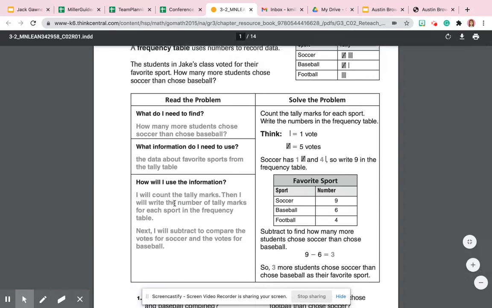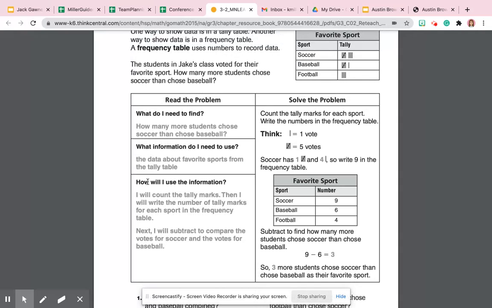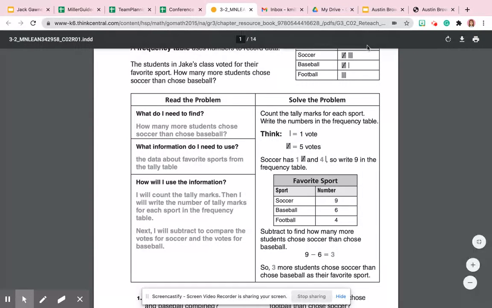The next question that this chapter asks us to ask is, how will I use the information? So we are going to use the information by counting the tally marks. Remember that each tally mark represents 1. Then I will write the number of tally marks for each sport in the frequency table. Next, I will subtract to compare the votes for soccer and the votes for baseball.